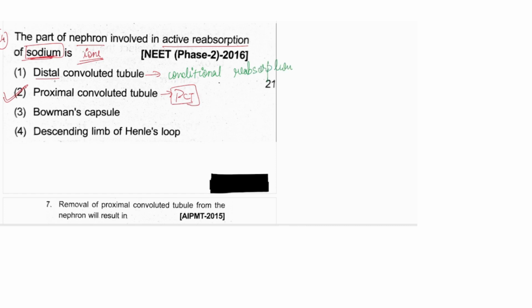Okay, and Bowman's capsule not alone, but Bowman's capsule plus the glomerulus together are doing the ultrafiltration, or GFR. Okay, then after, the descending limb of the loop of Henle, we have seen it was permeable to water. It was permeable to water. Okay, so we'll go with the second option. Now let's see question number 15A.